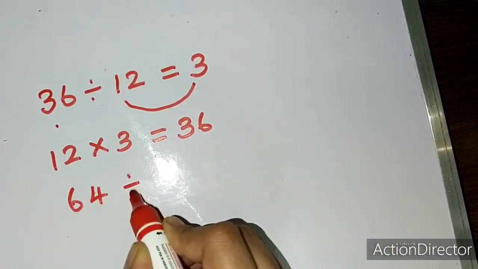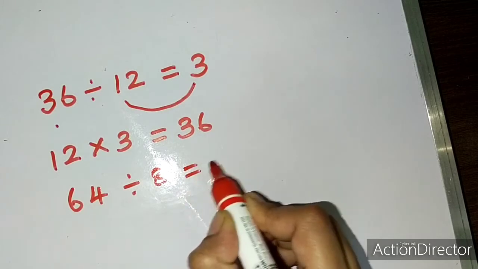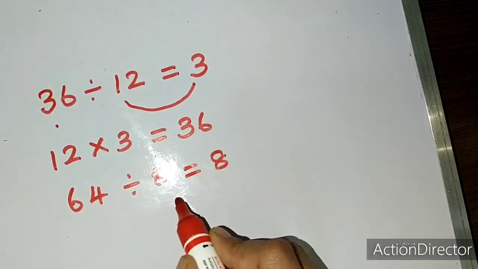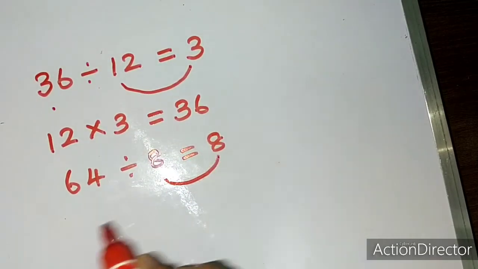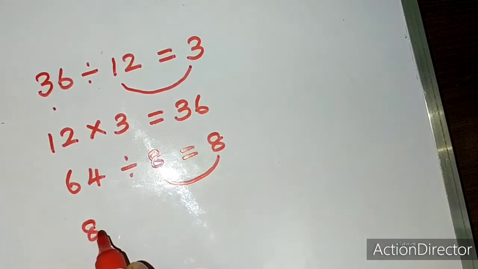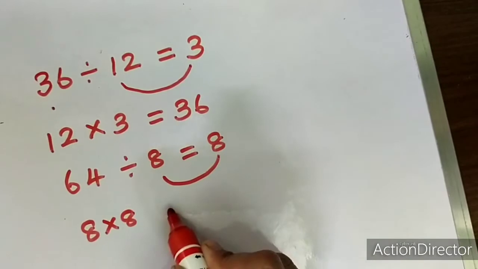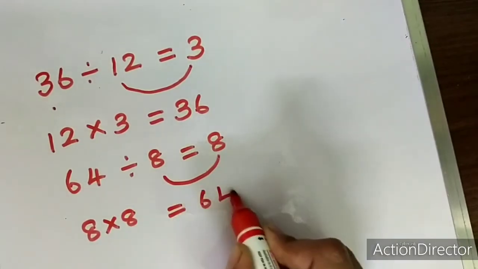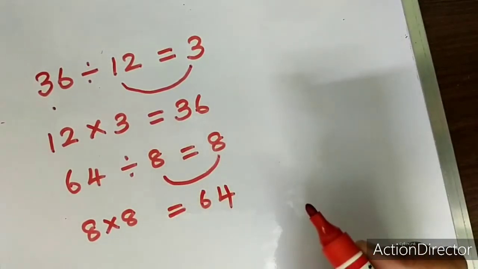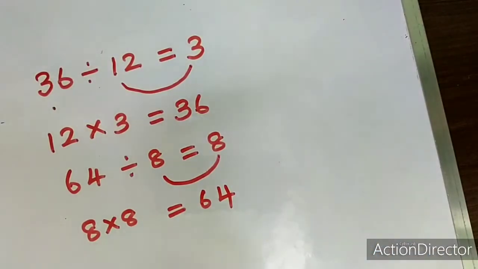One more example. 64 divided by 8 is equal to 8. So how will you write the multiplication fact? 8 into 8 is equal to 64. So this is how you will write the multiplication fact.